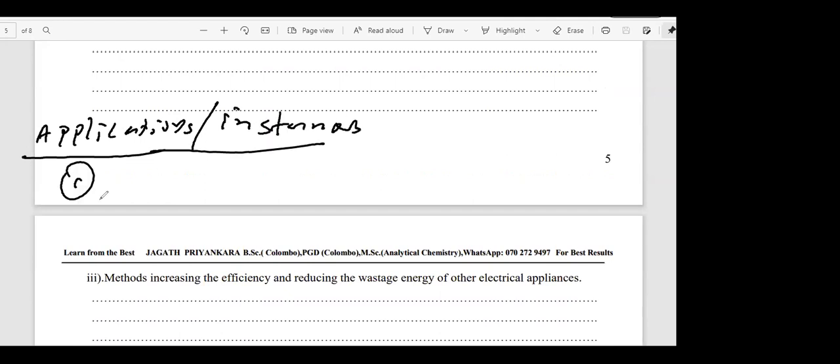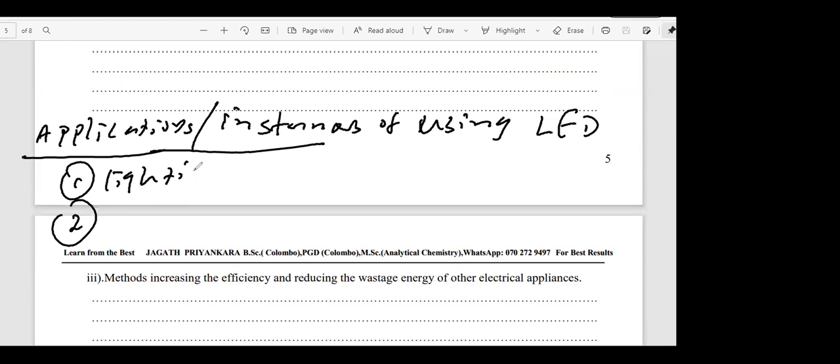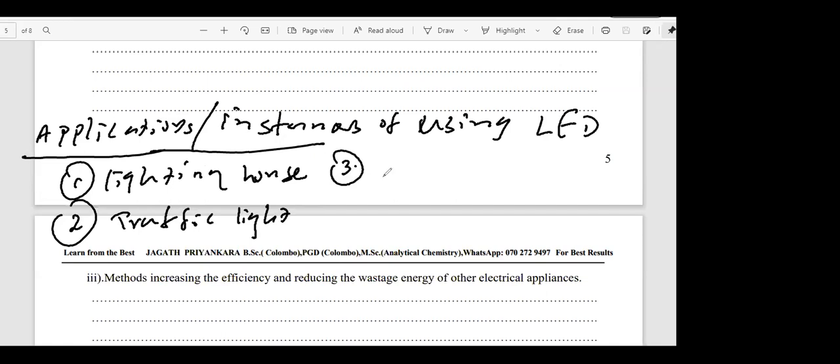Number 1, light in houses. Then you can write traffic lights. A lot of LEDs they use in 3 different colors, not only one lamp. Then vehicle lights, vehicle lamps. Televisions. Then projector lamps, projectors, they use LEDs.